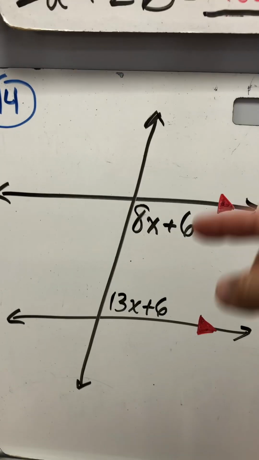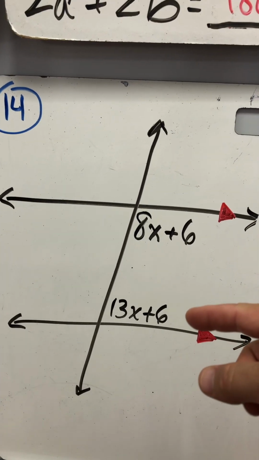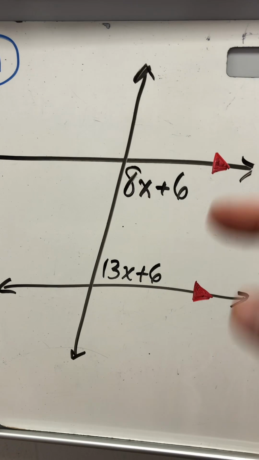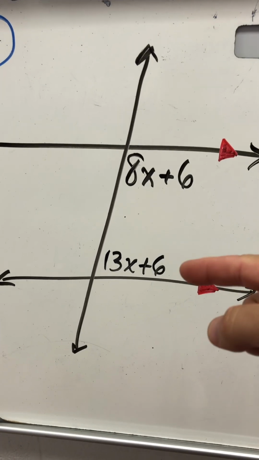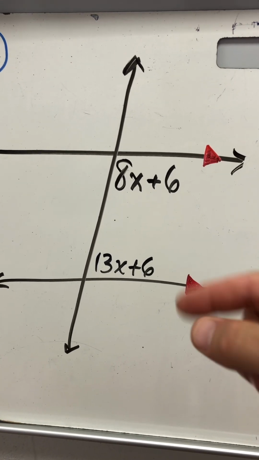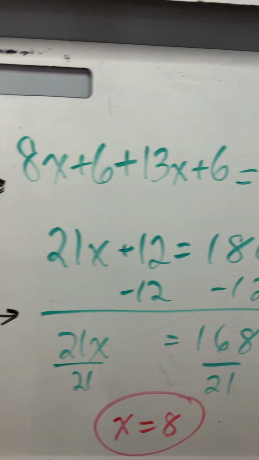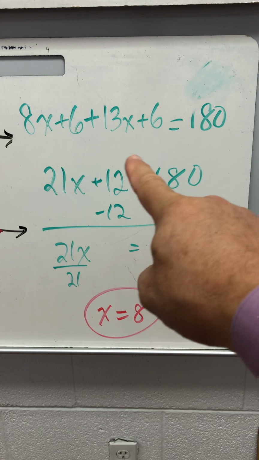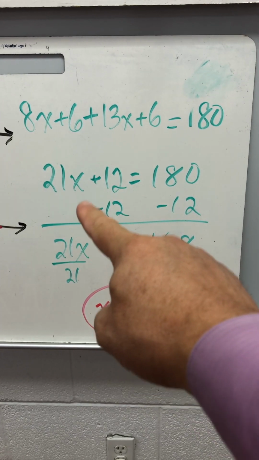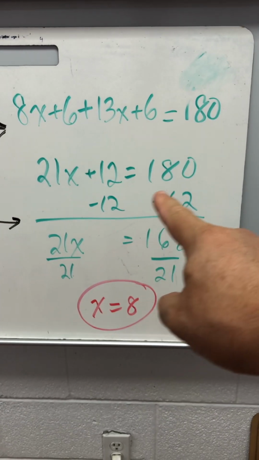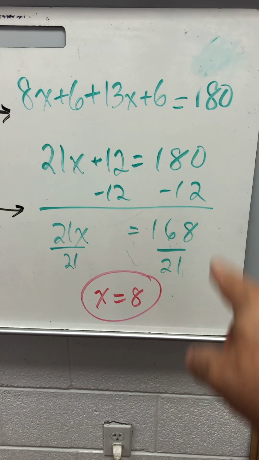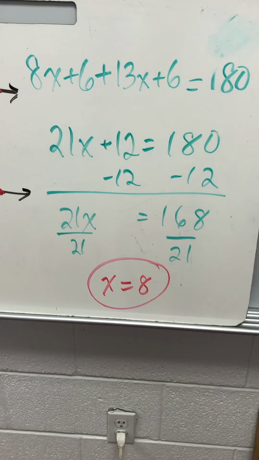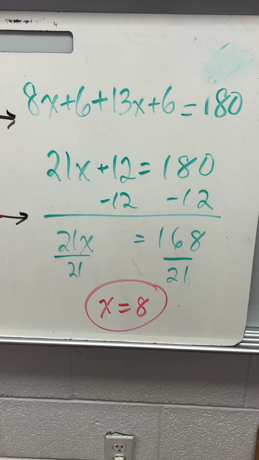Now these are consecutive interior angles. Remember, these add up to 180. So I'm going to say 8x plus 6 plus 13x plus 6 equals 180. Then I'm going to add the 8x and the 13x to get 21x. 6 plus 6 is 12, equals 180. Subtract 12 from both sides, 21x equals 168. Divide by 21. x equals 8.